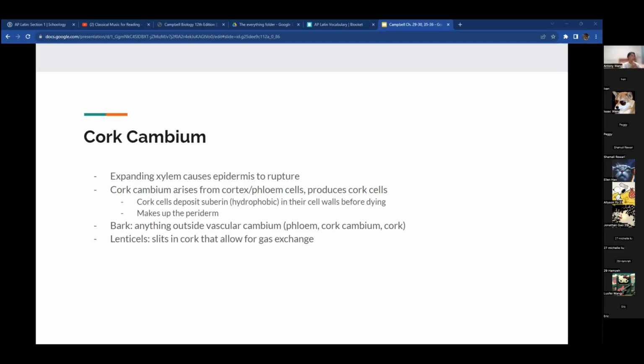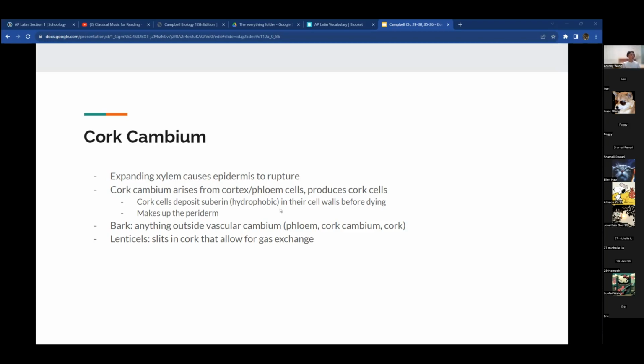And then the cork cambium will produce cork cells, and you can think of them as kind of like sclerenchyma cells. They deposit suberin in their cell walls, and this has a similar hydrophobic, tough property, and this gives the outer layer its structure, its strength.